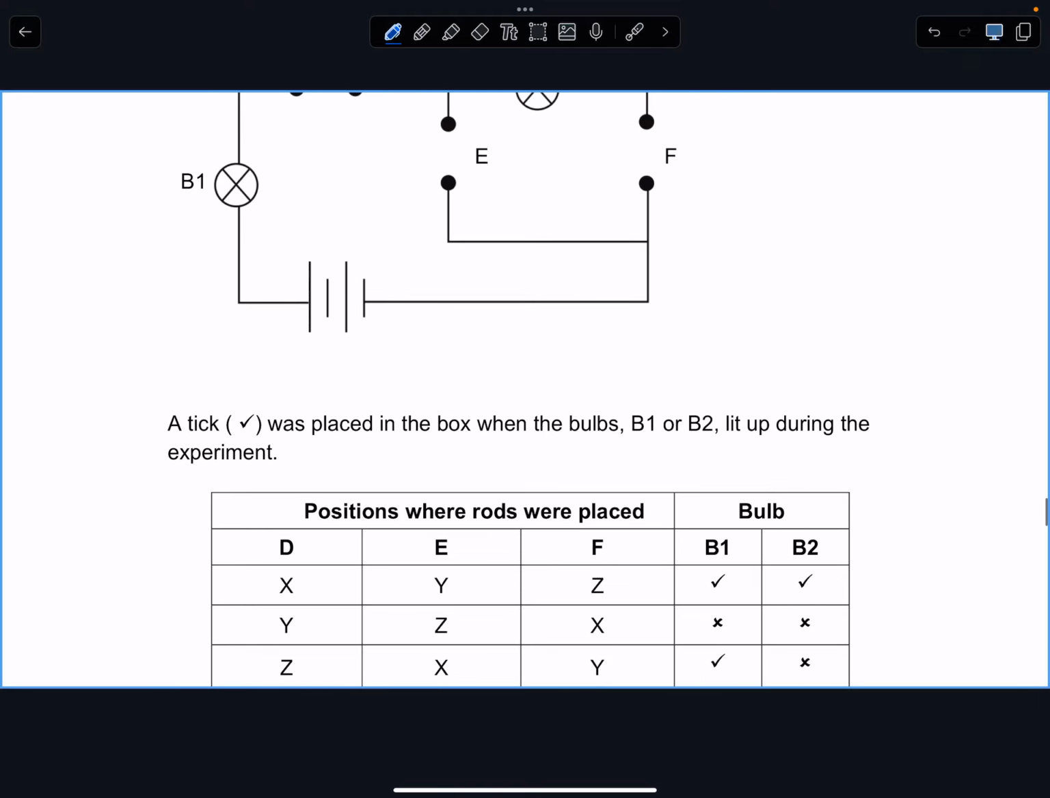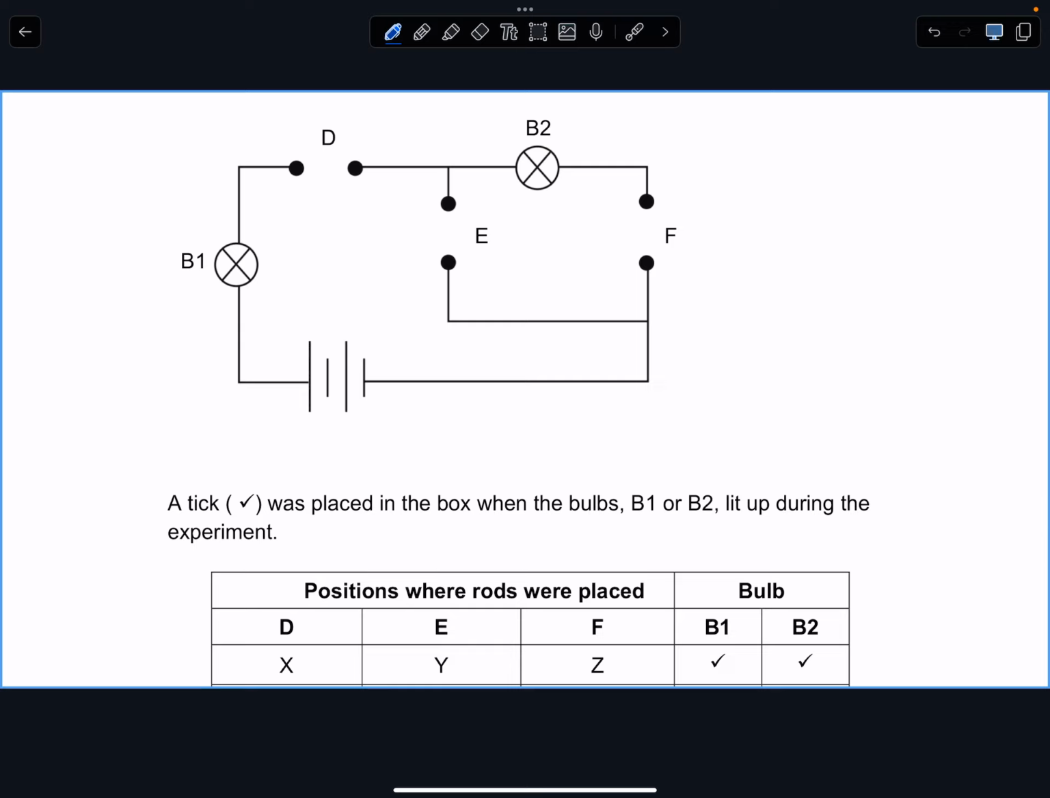Okay? So X, Y, Z. When X, Y, Z were placed at D, E, F, bulbs 1 and 2 actually lit up. What does this tell me? This tells me for sure that my D is actually a conductor of electricity because it's on the main line. If D is not a conductor of electricity, confirm that all the bulbs will not light up. There is no way. If D is an insulator of electricity, everything else we don't need to see already because it's on the main line. Can you see there is no other way? I have to cross this pathway. So D is confirmed a conductor.